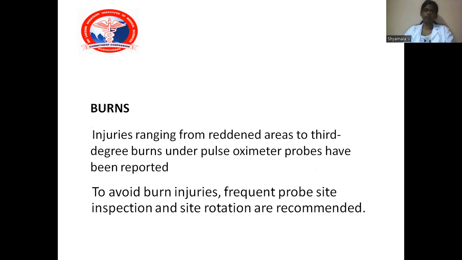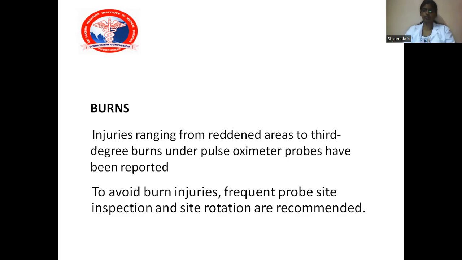Burns are rare complications seen with placing the pulse oximeter probe. Injuries range from reddened areas to third-degree burns under pulse oximeter probes. To avoid burn injuries, we have to frequently change the probe site from one site to another. So there are no clinical contraindications for using probes in patients. So with this, we can conclude the topic.